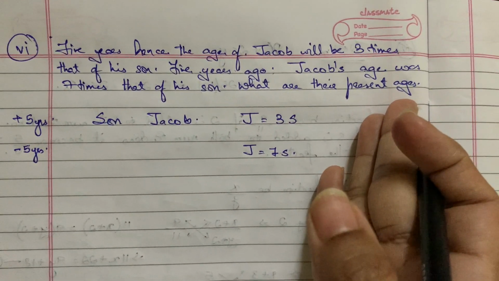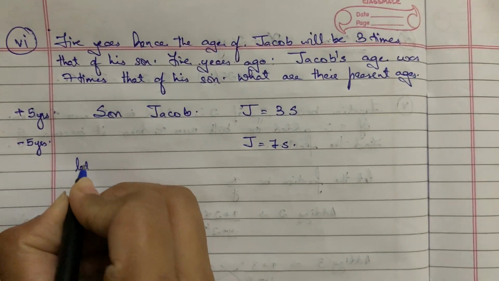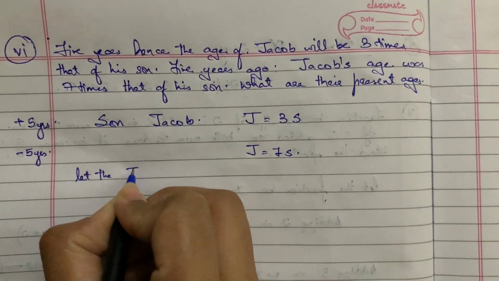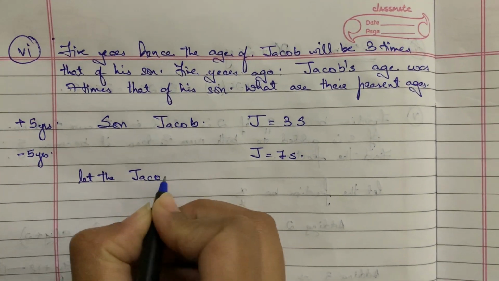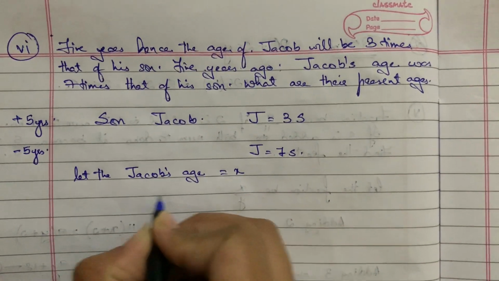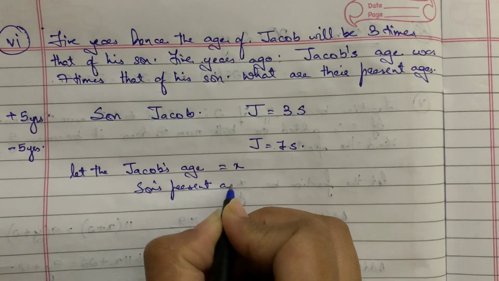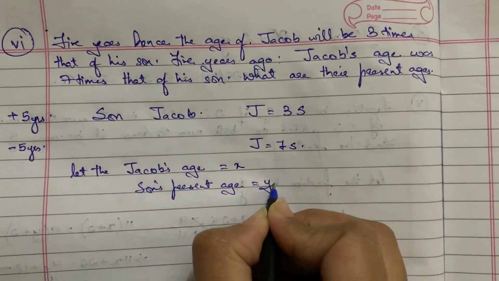Even the question is asking the same thing: what are the present ages of Jacob and son? So let Jacob's present age be X and son's present age be Y years.